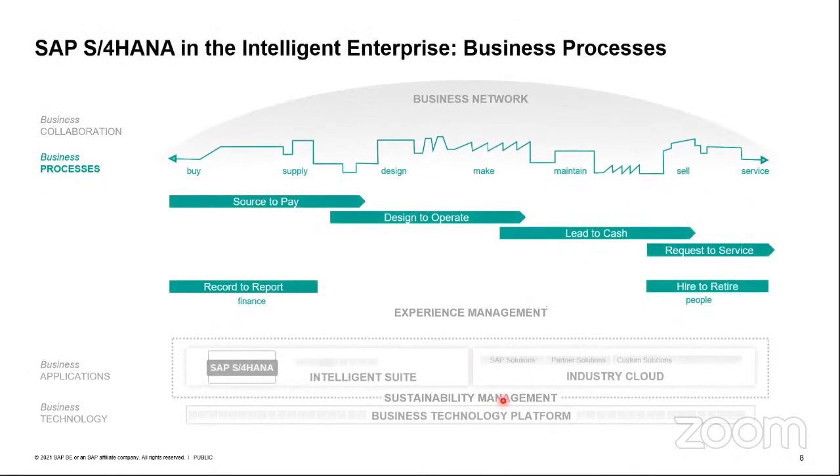The primary driver that, as most of you are familiar with SAP, for ERP and continuing into SAP S/4HANA is the business processes. So the key processes that are there: source to pay, design to operate, lead to cash, request to service, and then the supporting processes for record to report and hire to retire people. All of them continue to get the required focus, both from an application as well as enterprise architecture standpoint.